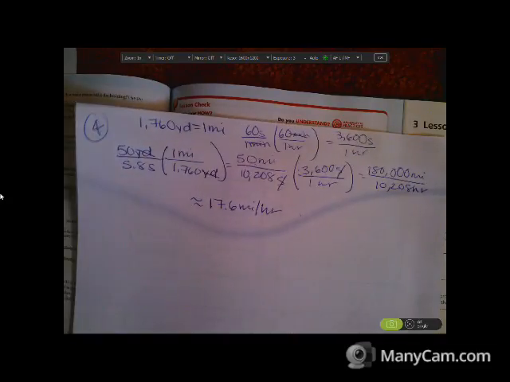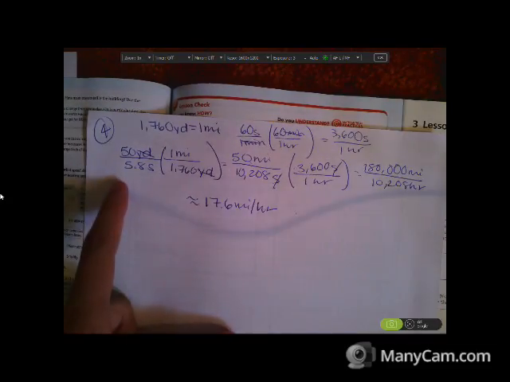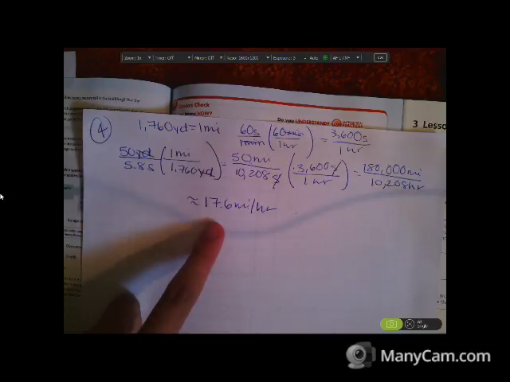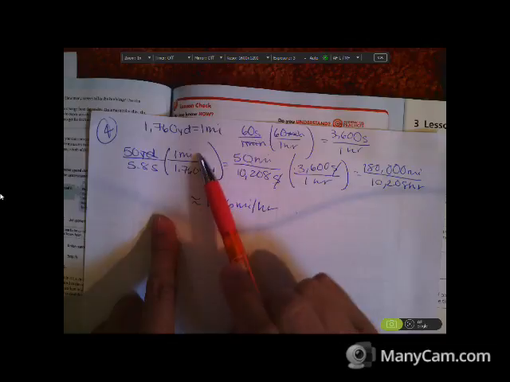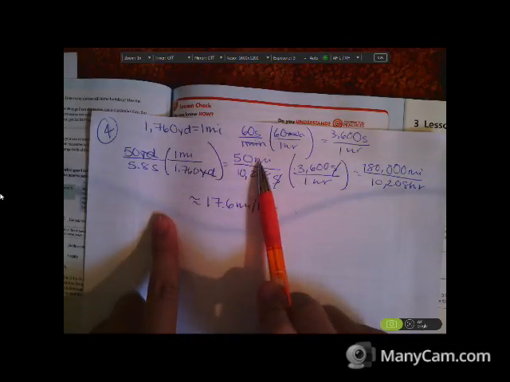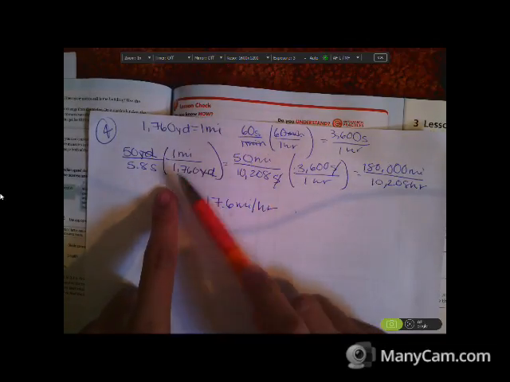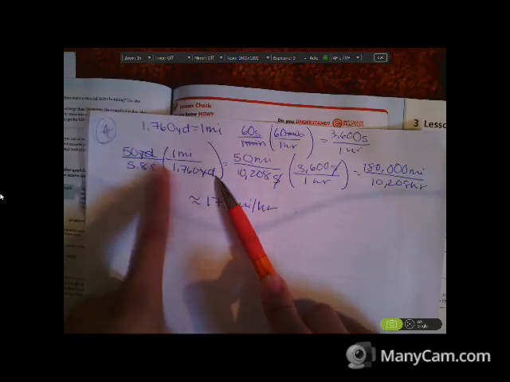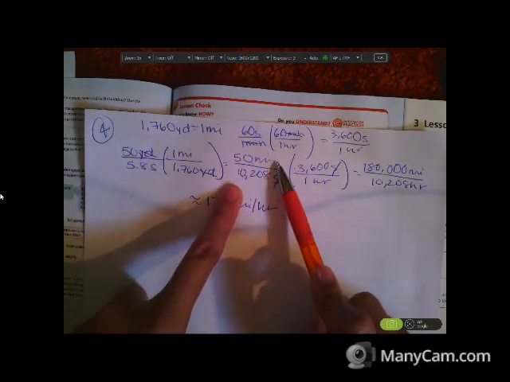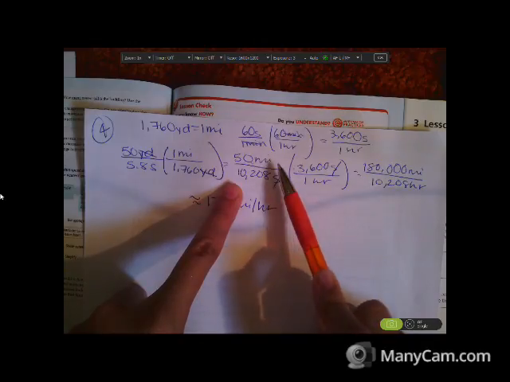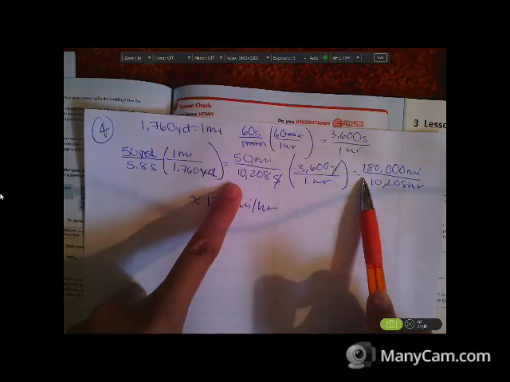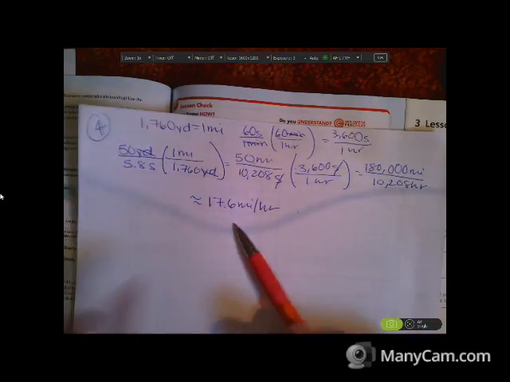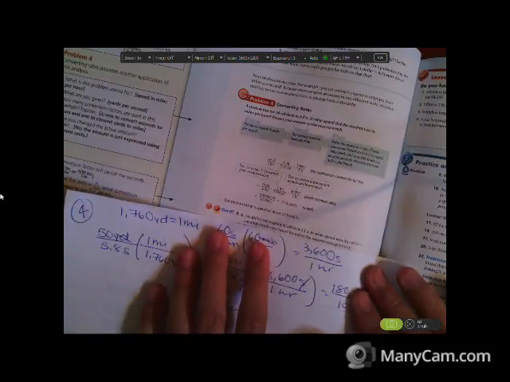So let me show you. This is saying that if this person ran 50 yards in 5.8 seconds, that's equivalent to 17.6 miles per hour. First, what we did was we converted our yards to miles. And then once we did that, we converted our seconds to hours. So we did 1 mile divided by 1760 yards, canceled our yards out, and then we were left with this. Then we multiplied by 3,600 seconds over 1 hour, and we're left with that. And then we rounded it to 17.6 miles per hour. So why don't you try the got it letter A.